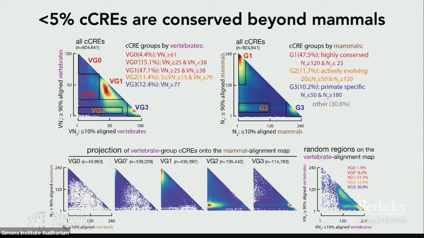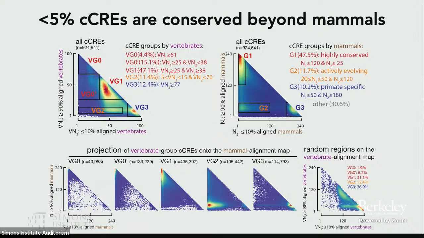So you see the blob moved from here to here. And this region is the part that's conserved beyond the mammals. And if you really want to be a stickler about the ones that are conserved beyond mammals, it's this triangle at the top left corner. And that is only 4.4% of our CCREs. So basically you have to use a shorter evolutionary distance if you really want to detect the conservation of these elements. They evolve very fast. And if you go beyond mammals, you just don't detect them. You detect some really, really deeply conserved ones, but a very low percentage.